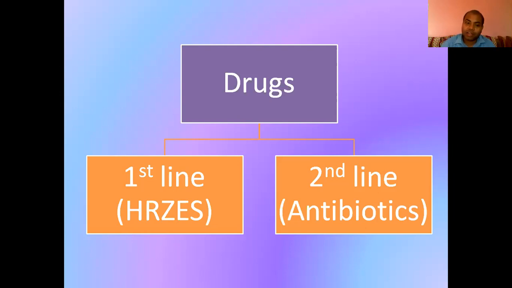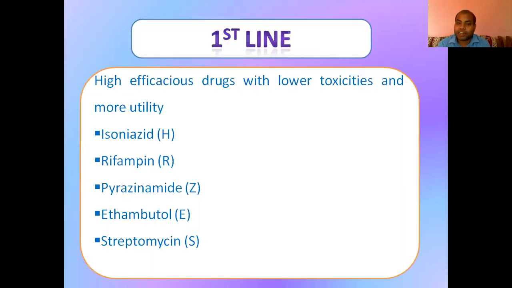Now we are going to see the basic difference between these drugs, and in later stages we will discuss and study each individual agent of the first line as well as second line drugs. Under the first line drugs, they are highly efficacious drugs with lower toxicities and more utility. Means they have been used in the treatment of tuberculosis in a frequent manner, and they have lower toxicities. Being cheap and readily available drugs, they are generally used for treatment in the first kind.